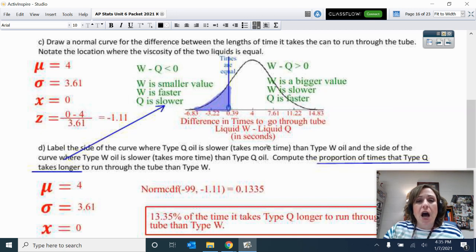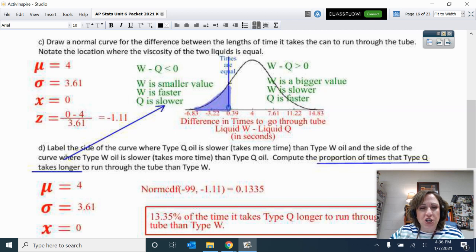But here we go. All right, W minus Q is the way I subtracted. So you better label that you did W minus Q. So it says, notate the location where the viscosity of the two liquids is equal. So that is where the difference is 0. So that's this blue line right here. Okay. So there's that.